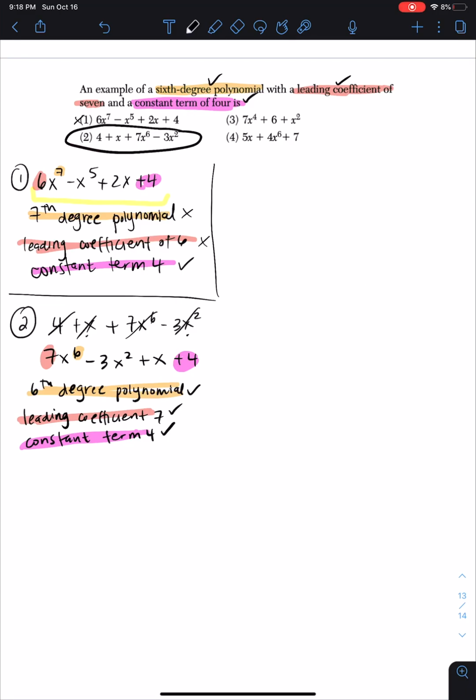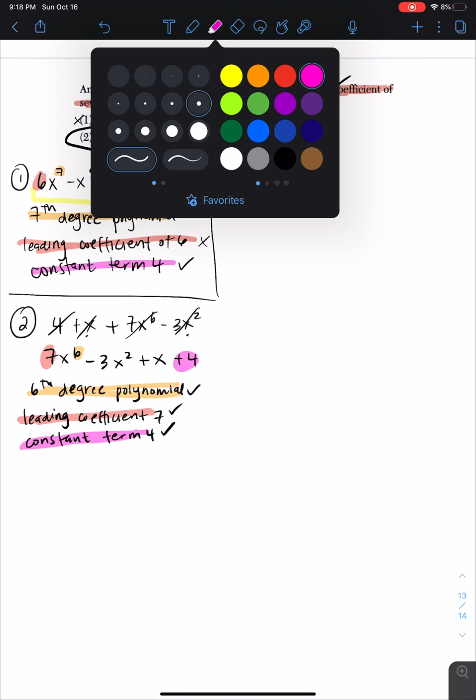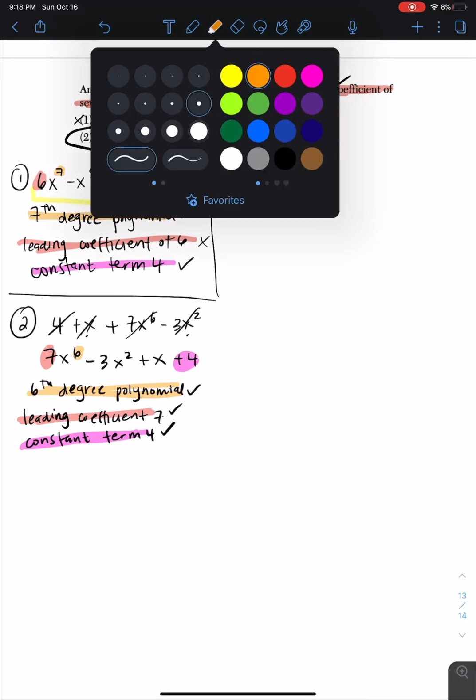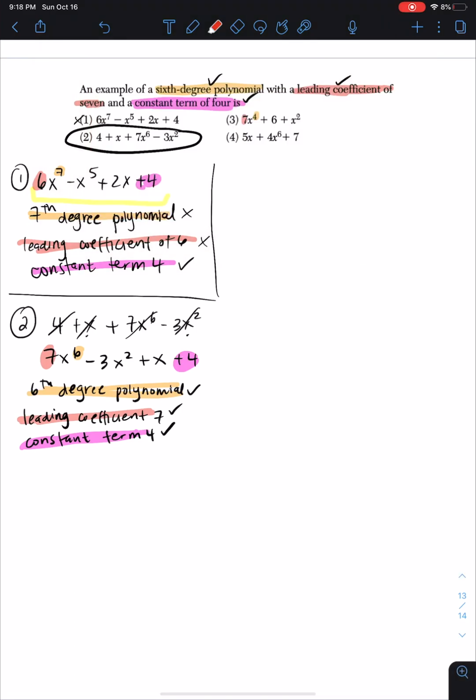We don't need to check 3 and 4. I'm not going to write it all out, but I can talk about it. In number 3, I'm just going to highlight them. We have a 4th degree polynomial with a leading coefficient of 7 and a constant of 6. Again, we would have to write this in standard form. In standard form, it would be 7x to the 4th plus x squared plus 6. So let me highlight it there as well.